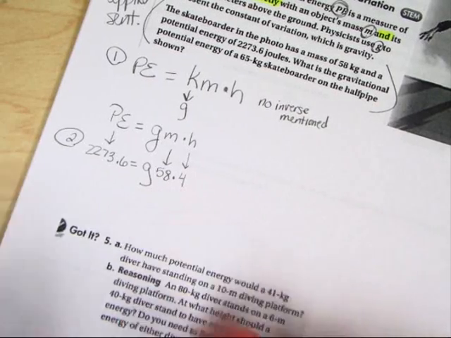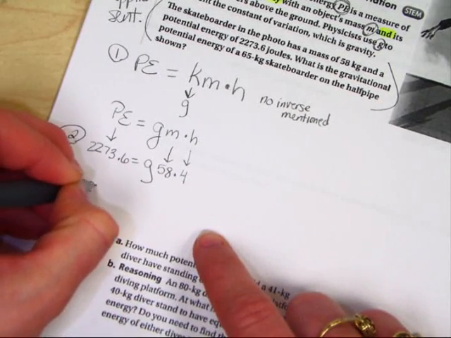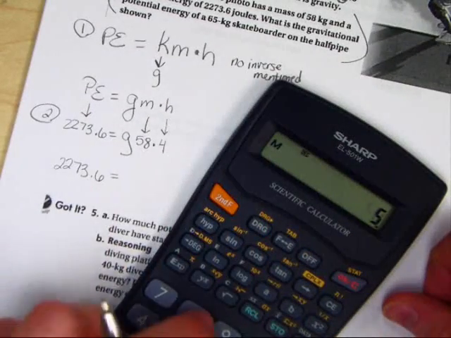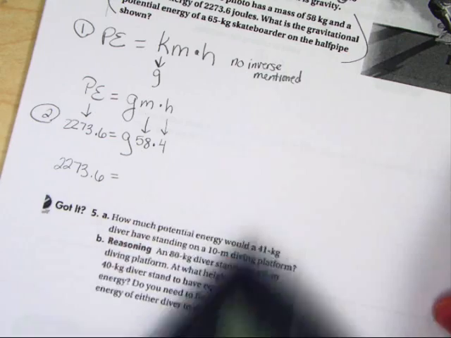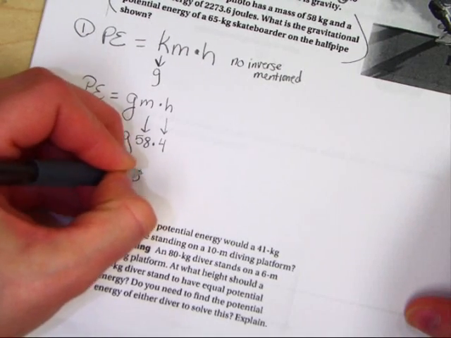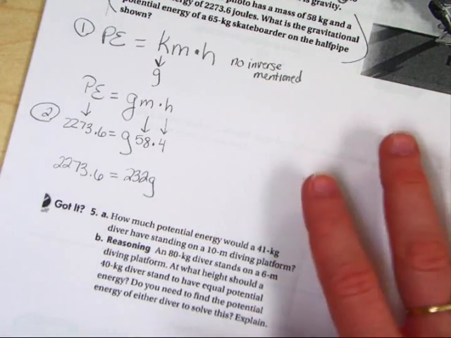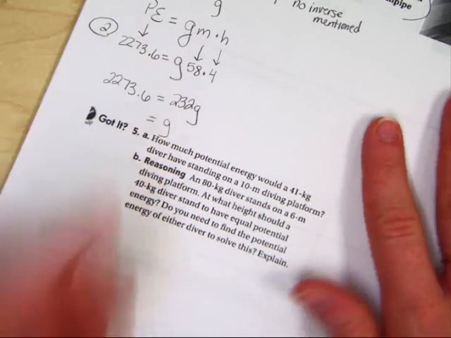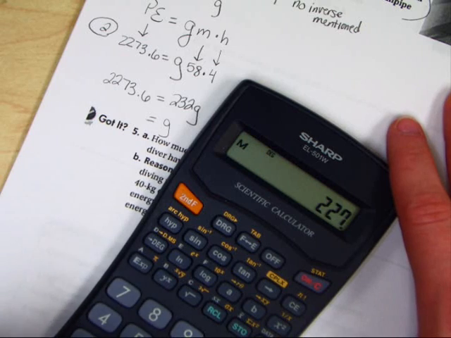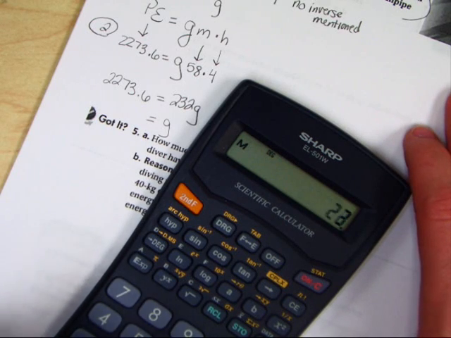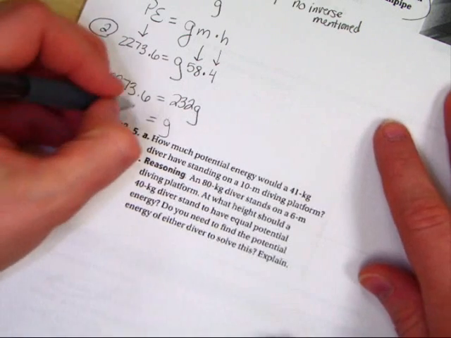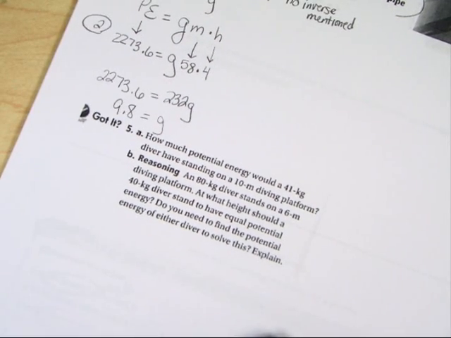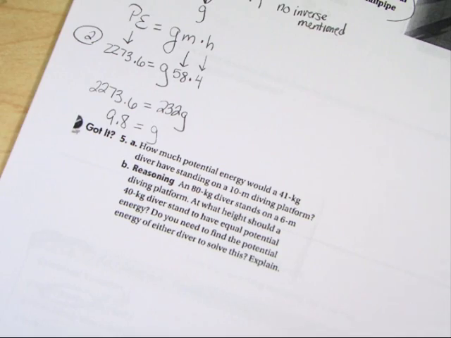Over here I'm going to combine these two. So I get 2273.6 equals 58 times 4, 232G. And then I divide both sides by 232. And I get G equals 9.8. And if you've ever heard that number, it's because it is. It really is. Gravity pulls at 9.8 meters per second per second.